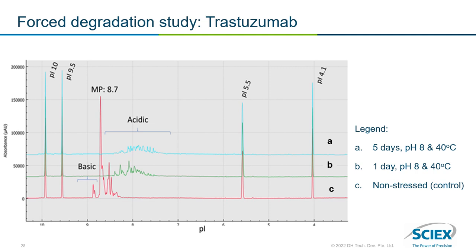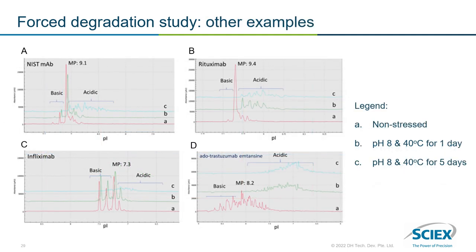But how do other molecules compare? Here's a detailed view of the SCIEX traces before and after forced degradation treatment of denosumab in panel A, rituximab in panel B, infliximab in panel C, and ado-trastuzumab emtansine in panel D. Samples were stressed at 40 degrees Celsius in formulation storage buffer for both 1 day, which is trace B, and 5 days, which is trace C. Trace A represents the unstressed sample in all panels.